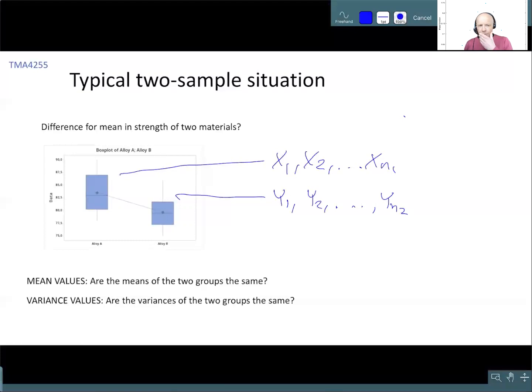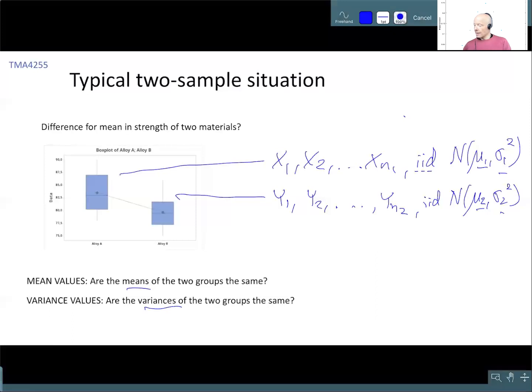And when this is done, one is typically assuming a distribution for these samples. So we might say that these samples are IID, independent and identically distributed, and they are also normally distributed with a mean mu1 and a variance sigma 1 squared. The second population might have the same, but with mu2 and sigma 2 squared. When we then test mean values, we check if mu1 is equal to mu2, or we can check if the variances of the two groups are the same.